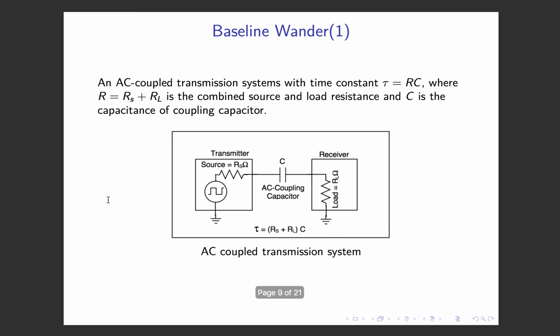Okay, so this is the circuit. This is the AC coupling capacitor, and the system resistance is R, which is the combined resistance of the source resistance and the load resistance itself. So this is the AC coupled transmission system that we talked about in the previous slides.